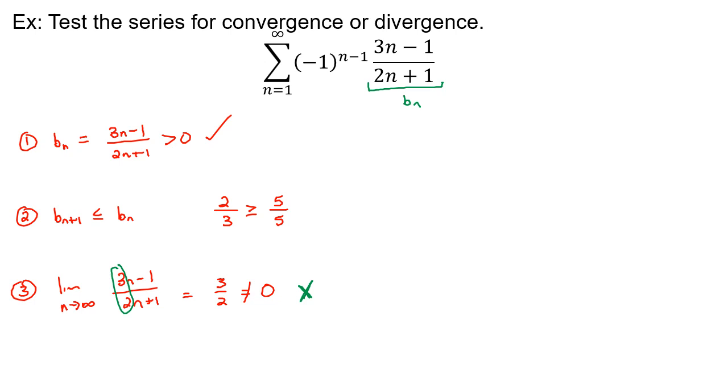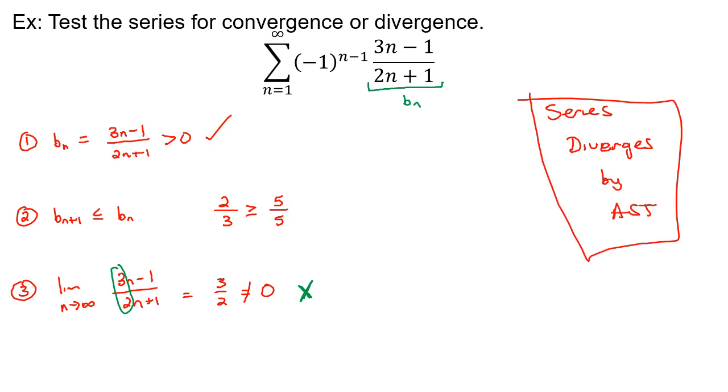And so, since number 3 fails, it doesn't matter if 2 passed or not. But since that fails, I can say that this series diverges by the alternating series test. And so I'm not even going to worry about trying to figure out does it get smaller, on the 6th term or the 7th term on. I don't care because the third stipulation failed anyway. So hopefully that makes sense.